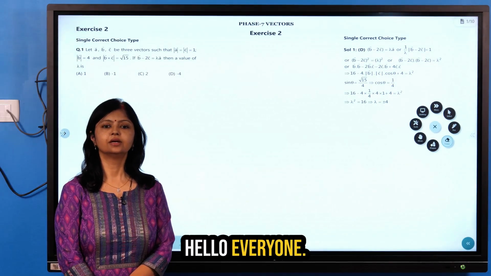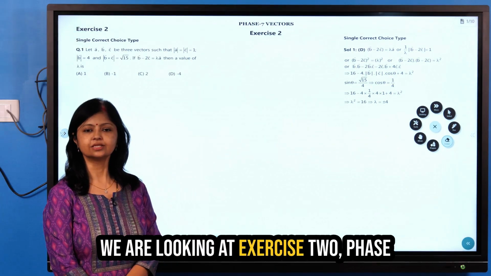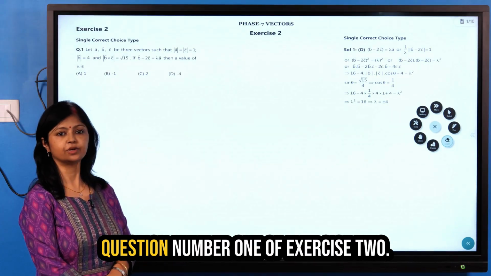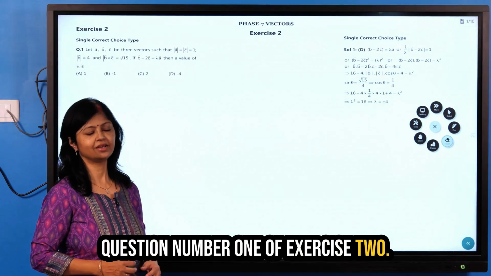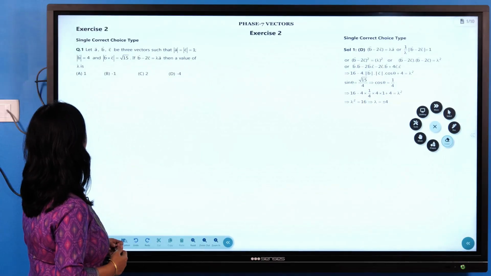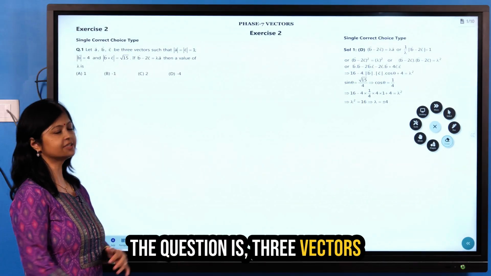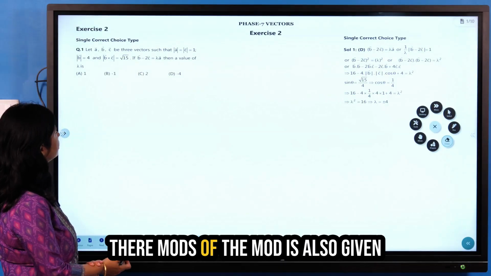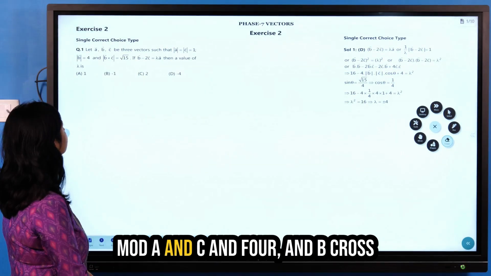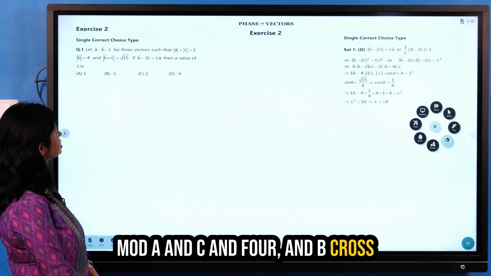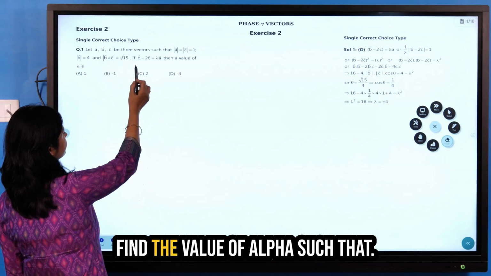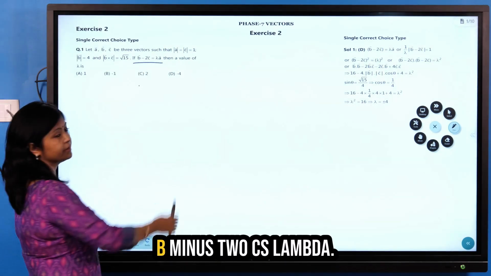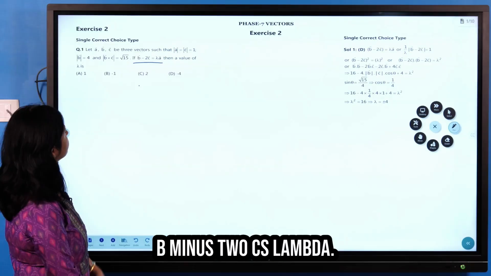Hello everyone. We are looking at exercise 2, phase 7, chapter vectors, and we are at question number 1 of exercise 2. So let's look at the question. Three vectors A, B, C have been given, such that their mods are also given: mod of A and C are 4 and 1, and B cross C is given to us, and we have to find the value of lambda such that B minus 2C is lambda A.